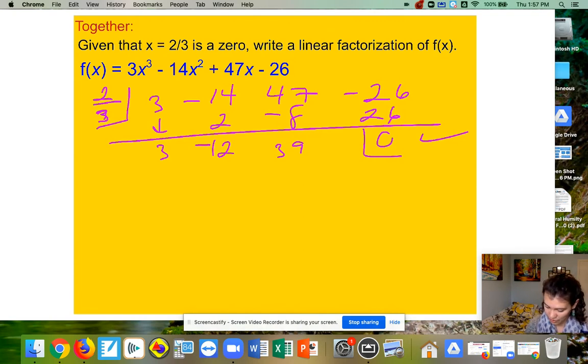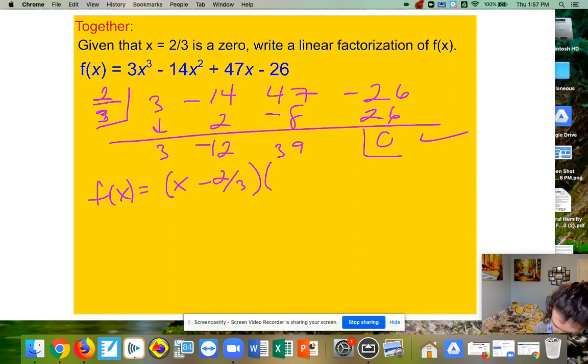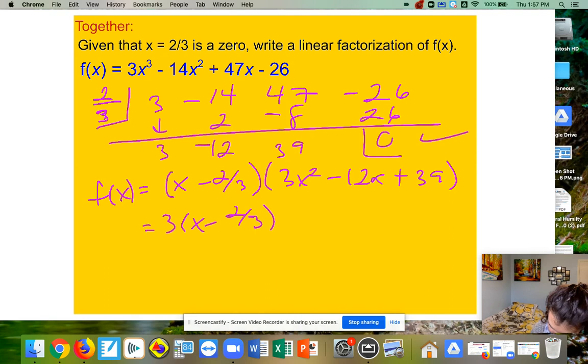Okay, from here, we can rewrite this out. We now have f of x equals x minus 2/3 times 3x squared minus 12x plus 39. And now to simplify this, I'm going to take a 3 out so I have smaller numbers. So we get 3 times x minus 2/3 times x squared minus 4x plus 13.